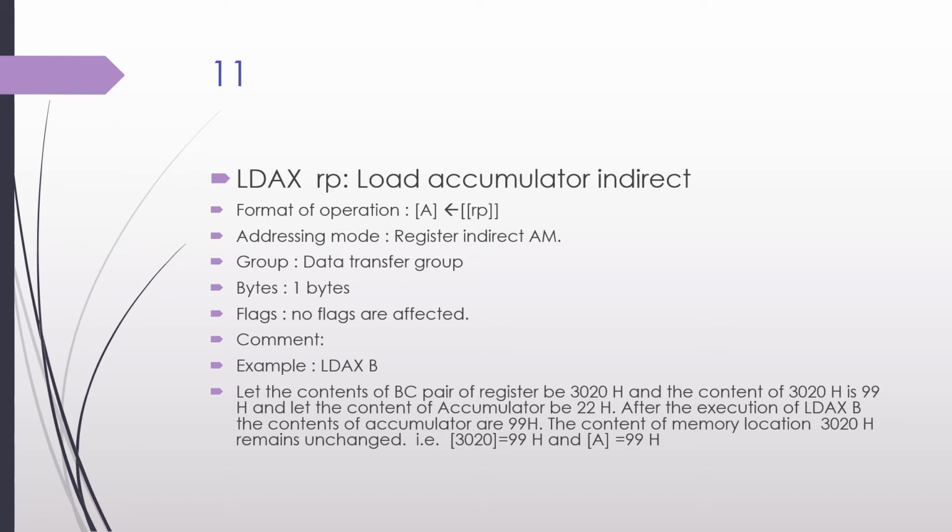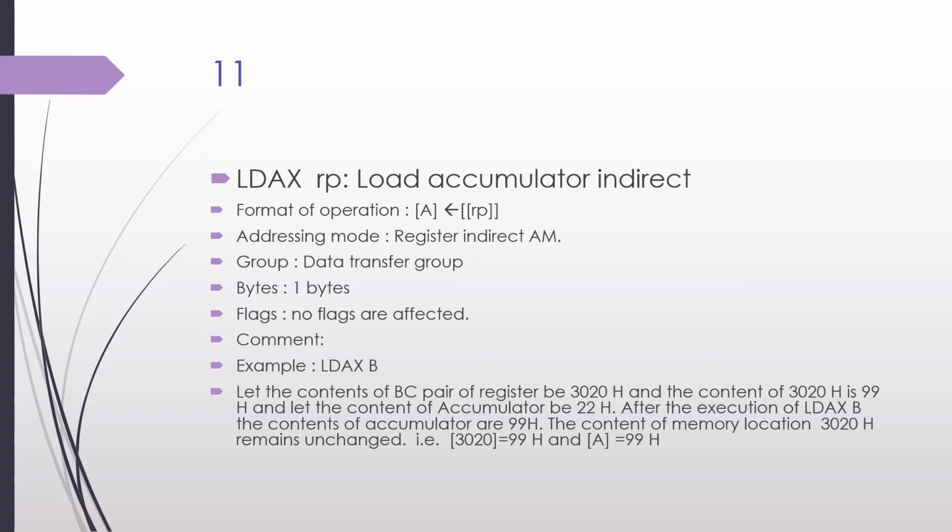Of course, it is a data transfer instruction and it is a single byte instruction. And here no flags are affected. Again you can see, consider the pair of register. The pair of register we have considered here is LDAX B, means BC pair of register. So in the BC pair of register some address is there, 3020, and at that location some data is there, that is 99H.